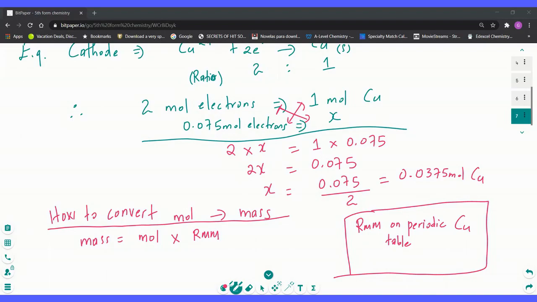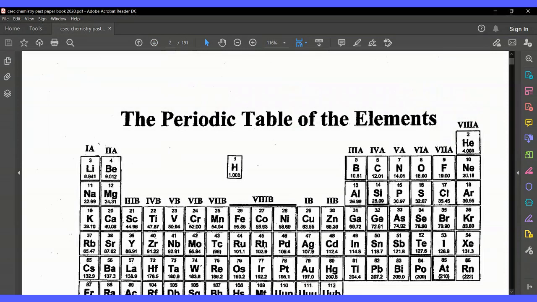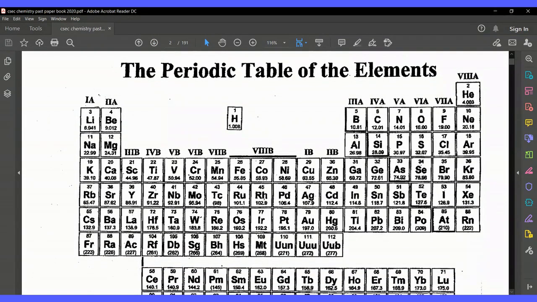So let me just show you at home. If you look in your paper 2 books, you will see a periodic table. It's right at the second page here. All right. So for each substance that's there, there's a number beneath it. That is the RMM of the substance. So let us find our copper on this periodic table and see what is its RMM. So here is our copper right here. So the bottom number down here, this is the number that we need from the periodic table for the copper for our RMM. And it is 63.55.